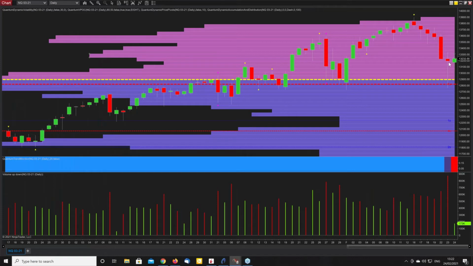This is yesterday's price action. The wick goes from here right the way down to here. You may not be able to see it, but I can assure you it does. It goes below the volume point of control, just below 12,800. But look at the ton of volume that came in yesterday. Absolutely huge amount of volume. This is a massive shakeout.